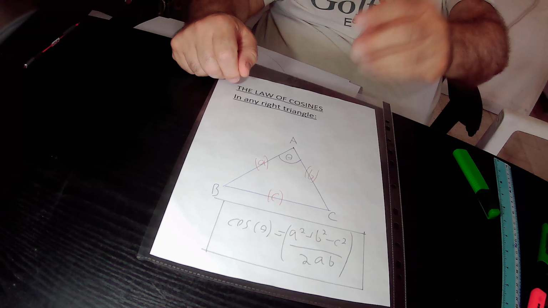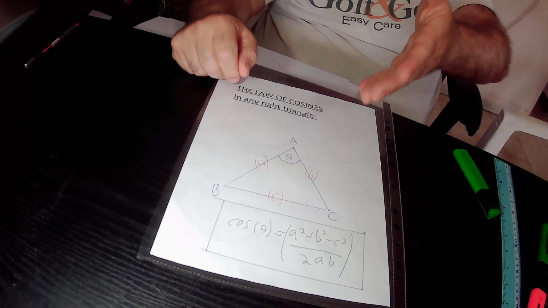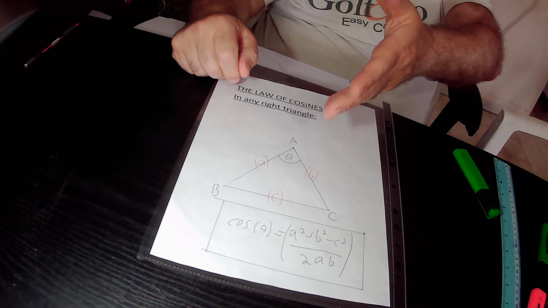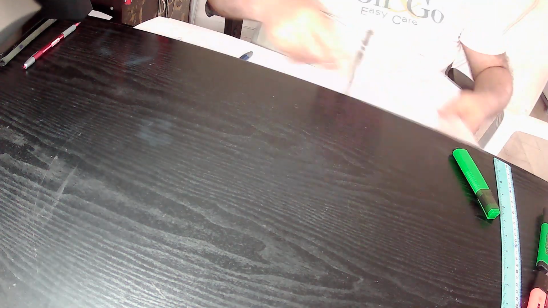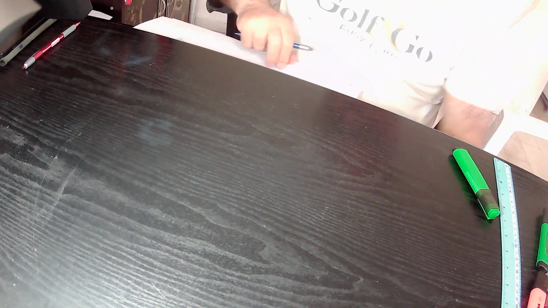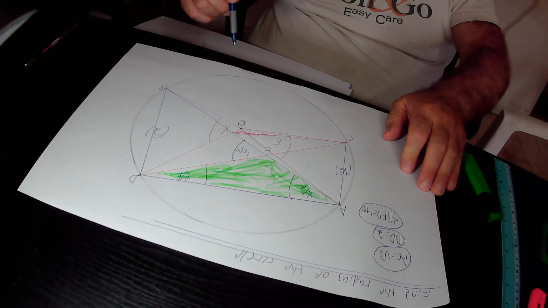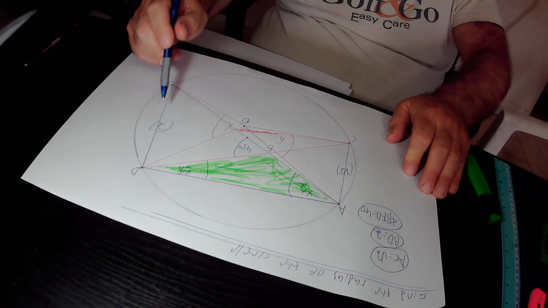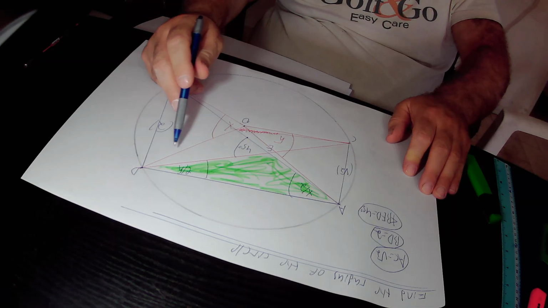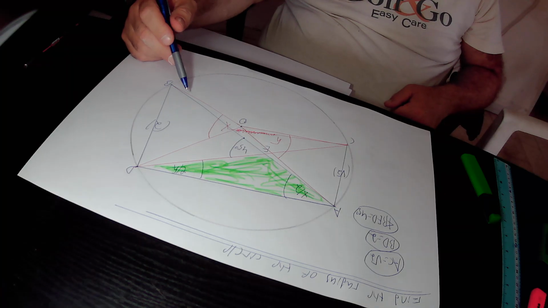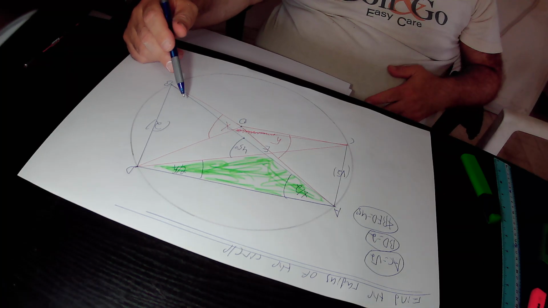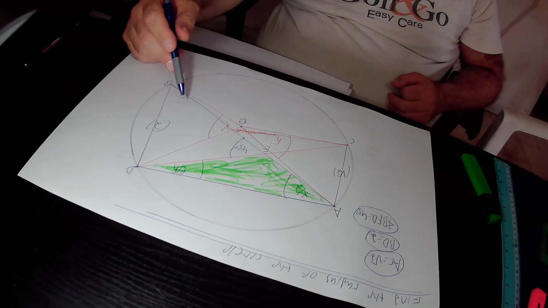You can implement the law of cosines in any triangle. Therefore, we will implement the law of cosines in this triangle, triangle ODB. So I copy this triangle ODB onto the new page, and we will implement the law of cosines in it. But before that, what is the length of line segment OD?